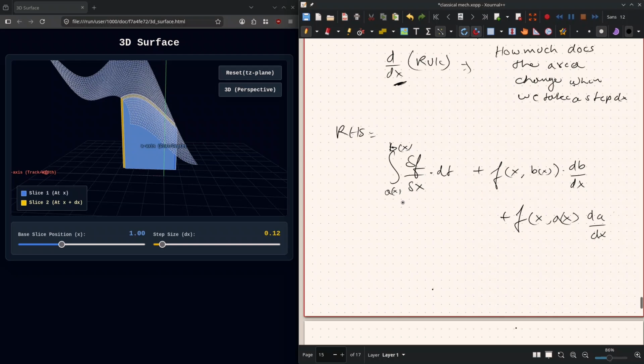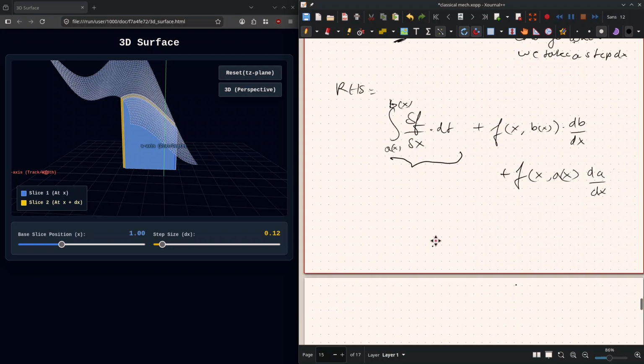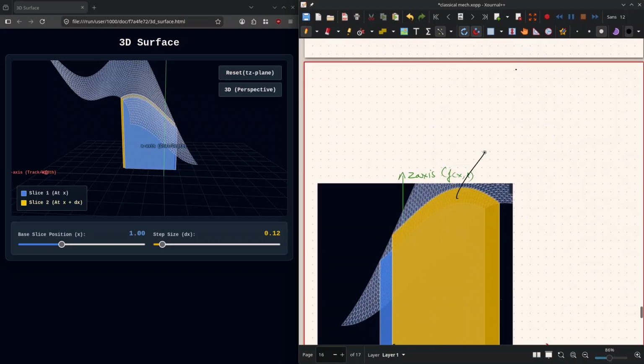So let's look at this integral first, and what it is doing. This integral calculates the area of this patch. And how it does that, I'll explain. But that integral calculates this rate of change. So I'll tell you how we are calculating the rate.